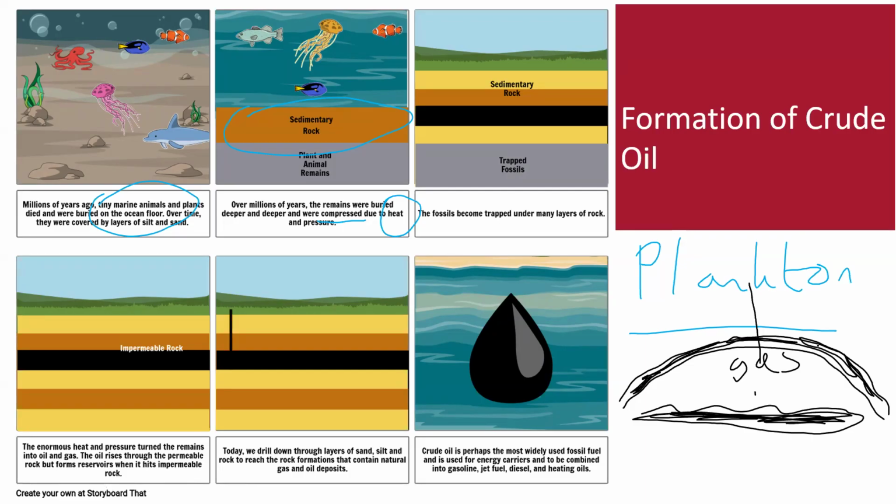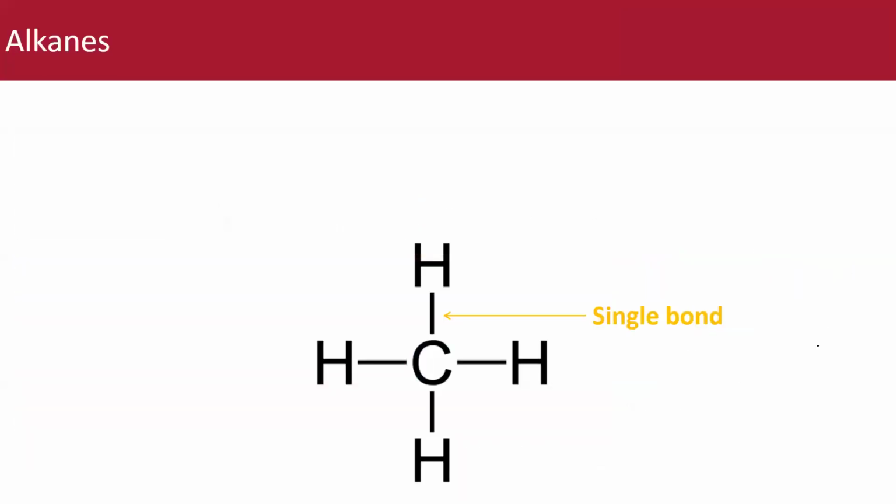Coal forms in pretty much the same way. Okay, so what we've got is millions of years, plankton sinks, gets covered over with sediments like sand. It then gets trapped underneath the ground under cap rock, like impermeable rock, and then we can pump it out.